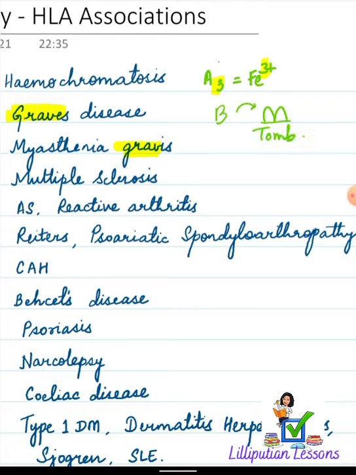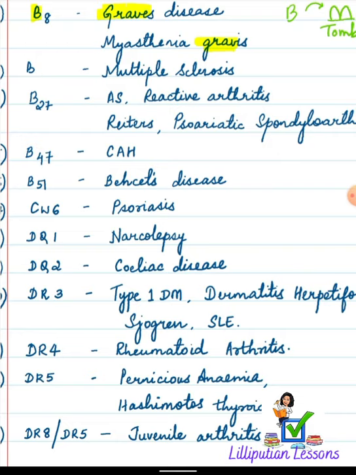Next we'll move on to B16. B16 is for multiple sclerosis. So here what I want you to remember is multiple sclerosis is MS. So Miss is a girl and the girl is Sweet 16. Sweet 16 is a thing, right? So Sweet 16 is a 16-year-old girl, Miss.